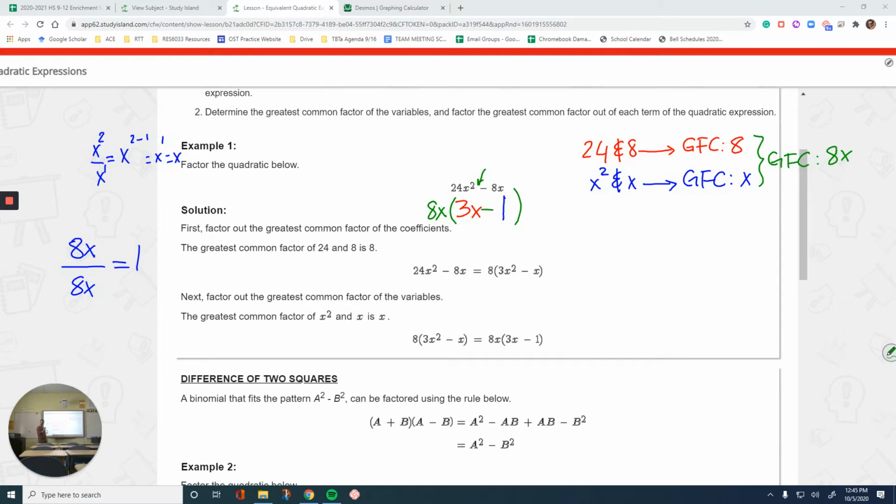If you look at Study Island's solution, it does it step by step. Instead of taking the 8x out, they just factor the 8 first, I guess, and then they factor x. They did something like that. Yeah, they did it step by step. So let's just check the next question out.